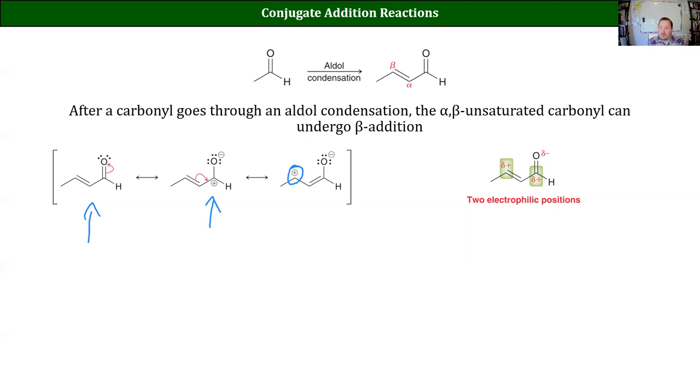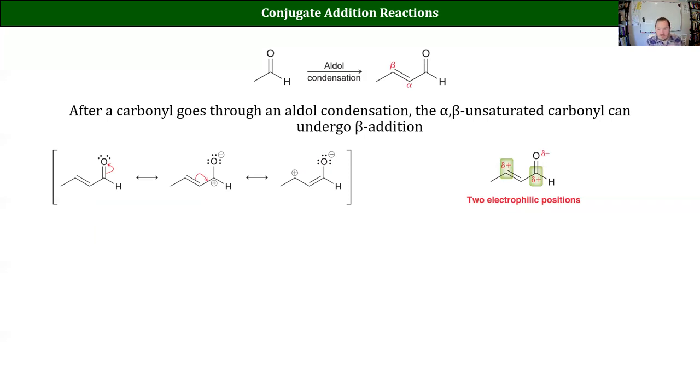It's not very much once you go through this aldol condensation, but the beta carbon and the carbonyl carbon can be a nucleophile target. Or, switching our frame of reference, we can refer to it as an electrophilic position. We have two carbons that can be attacked by a nucleophile, and it has to do with these resonance structures, these partial positives. That also gives us the ability to go through a beta addition.